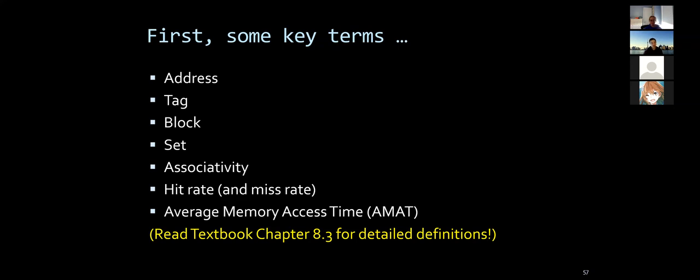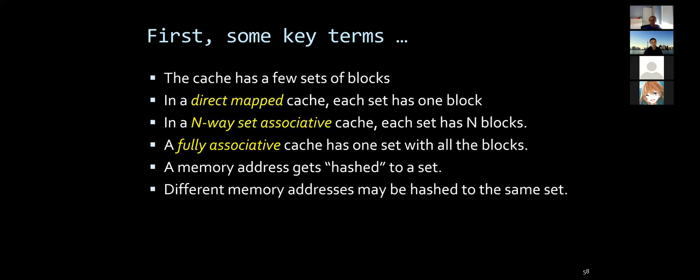Address, tag, block, set associativity, hit rate: all that might sound cryptic to you right now. I'm trying to show you some examples of what is what. So, some informally defined terms. First of all, the cache: the best way to think about it is as a very small subset.